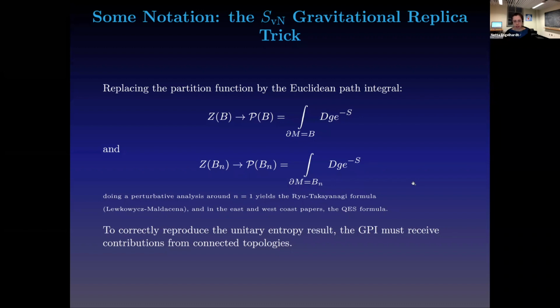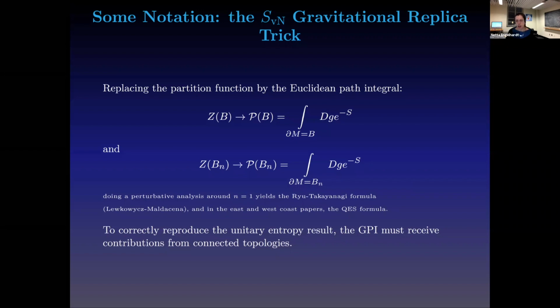Now, if you want to do, say, a perturbative analysis around n equals 1, this gives you the Ryu-Takayanagi formula via Lewkowycz-Maldacena. And in, for example, the East and West Coast papers, this type of technique also gives you the quantum extremal surface formula.